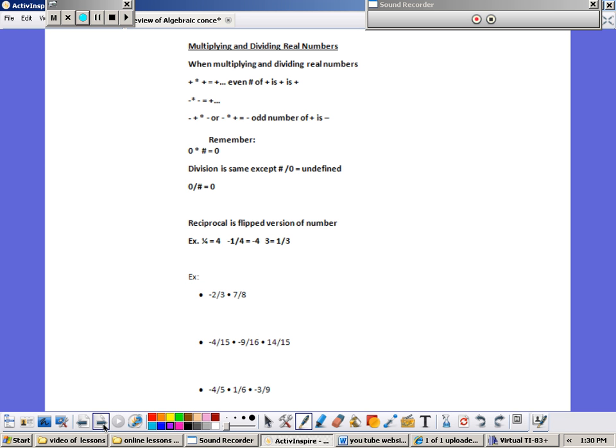You also need to know what reciprocal is. Reciprocal is the flipped version of the number. So 1/4 flipped is 4/1, or 4. -1/4 flipped is -4/1, or -4. 3 flipped is 1/3, so they're reciprocals. We're going to need reciprocals when we get to division.